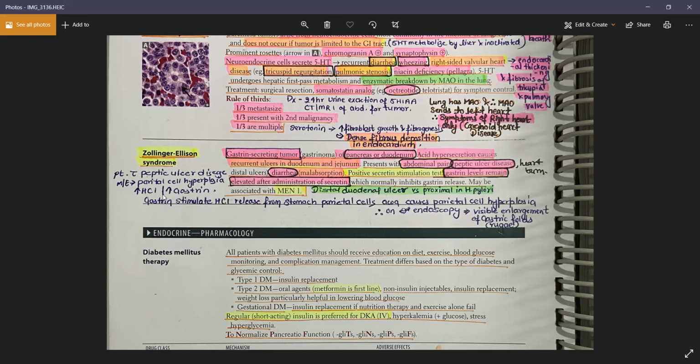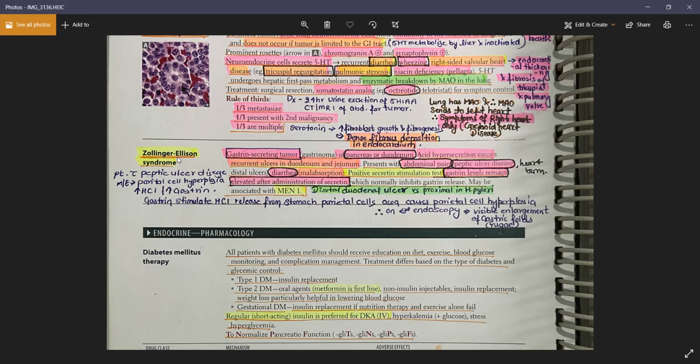Okay, now generally what happens, if you give the patient secretin, then it will inhibit the gastrin production. Very important to note. Okay, if you give the patient secretin, then the gastrin production will be inhibited. But in case of Zollinger-Ellison syndrome, even if you give the patient secretin, the gastrin levels remain elevated, or they even become more elevated after giving secretin. A paradoxical increase in the level of gastrin after giving the patient secretin is a very highly characteristic feature of Zollinger-Ellison syndrome.